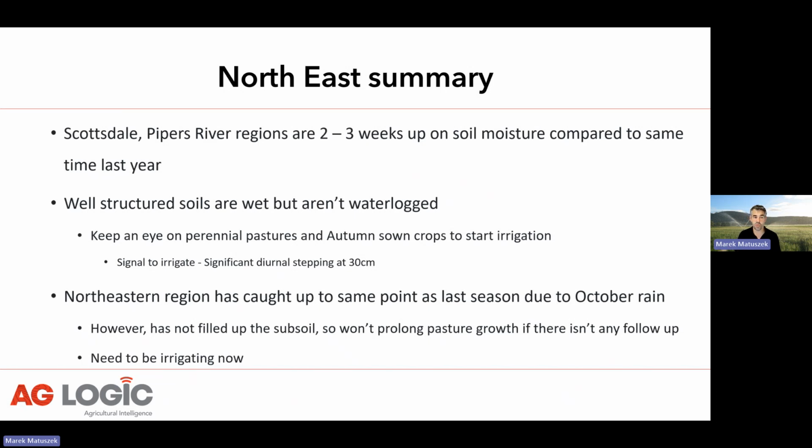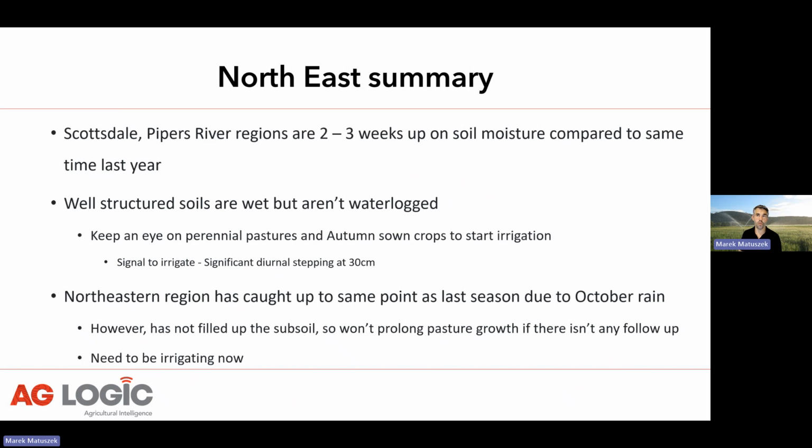Now more to the northeast region, which has been pretty dry, and on those lighter sandy soil types, we've matched that same point as last year due to some nice rain through October. But it hasn't filled up the profile. That's the important thing to understand. It's sitting within those root zones, so it won't necessarily prolong it. So we should have been irrigating a long time ago now, and don't stop.